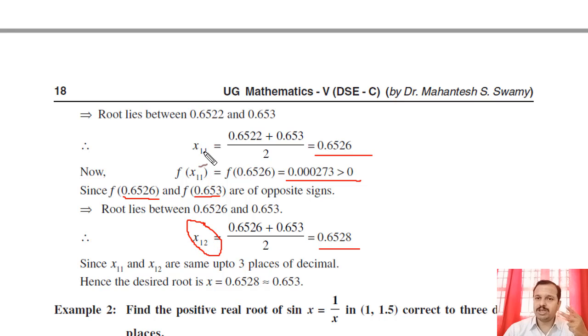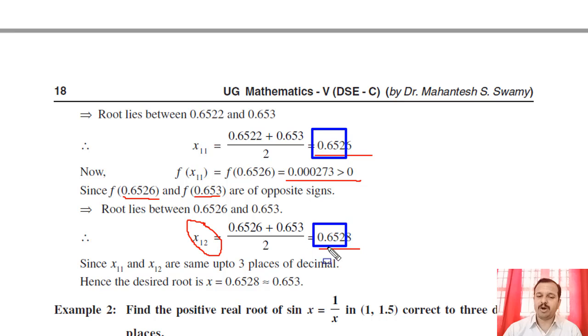You can observe the value x12 and x11, the two consecutive values of x. They are the same up to 3 decimal places. Up to 3 places of decimal, 0.652, 0.652. So the two values are the same up to 3 decimal places. We say that the solution is correct to 3 decimal places. Therefore we can stop at this point and we can conclude that the final answer is the one which we obtained in the 12th iteration.